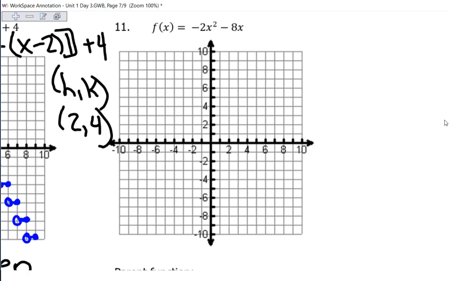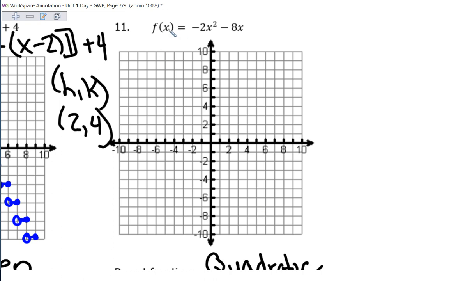Number 11, what is the parent function here? Quadratic. And the highest degree is to the second power. It's quadratic. Now, in order to graph these, we need to have them in vertex form. Is that in vertex form? Can I see HK? No. So if it's not in vertex form, you have to complete the square to get it to vertex form. So that's why we did problems 1, 2, and 3 at the very beginning, so that we can get these quadratics into vertex form.